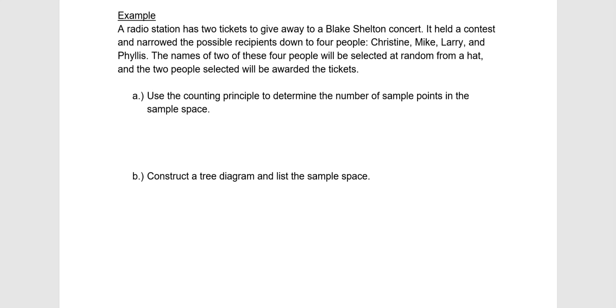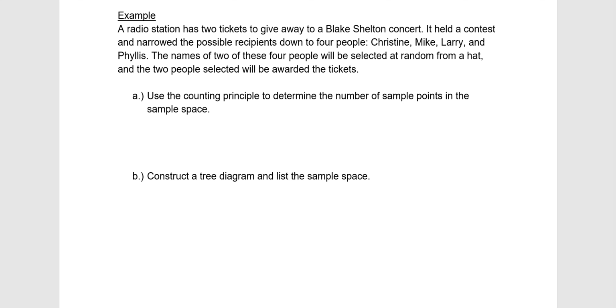A radio station has 2 tickets to give away to a Blake Shelton concert. It held a contest and narrowed the possible recipients down to 4 people: Christine, Mike, Larry, and Phyllis. The names of 2 of these 4 people will be selected at random from a hat, and the 2 people selected will be awarded the tickets.